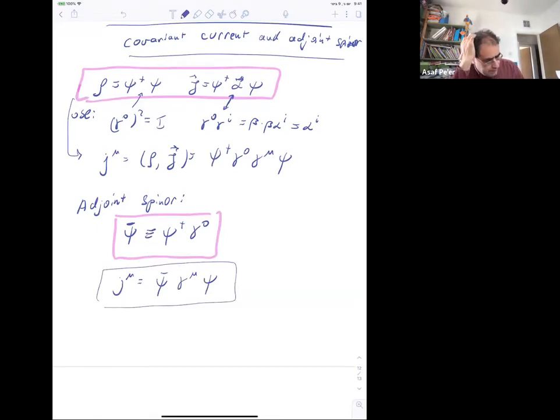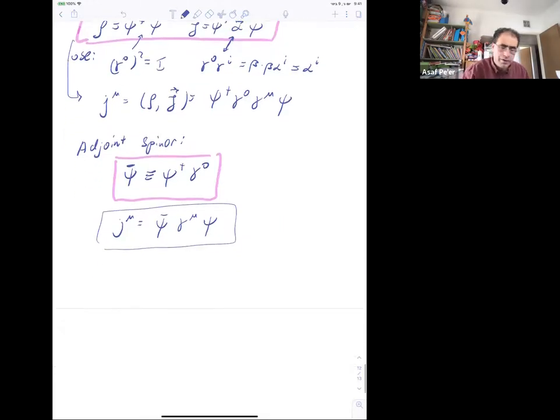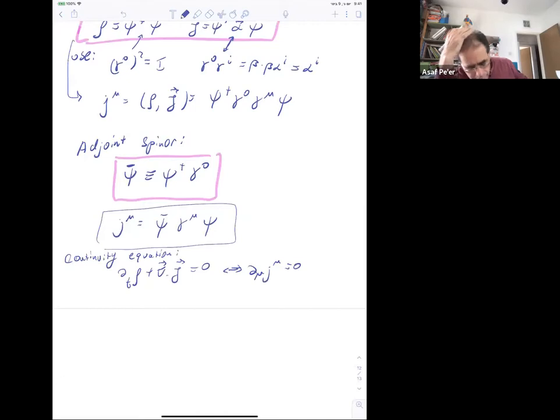And of course, again, we had the continuity equation, d t rho plus nabla dot J is equal to 0. This, of course, is written in compact form as d mu J mu is equal to 0. I think we wrote it already.